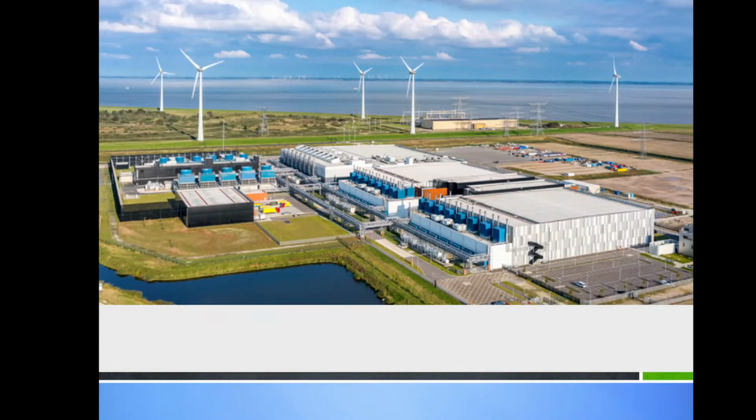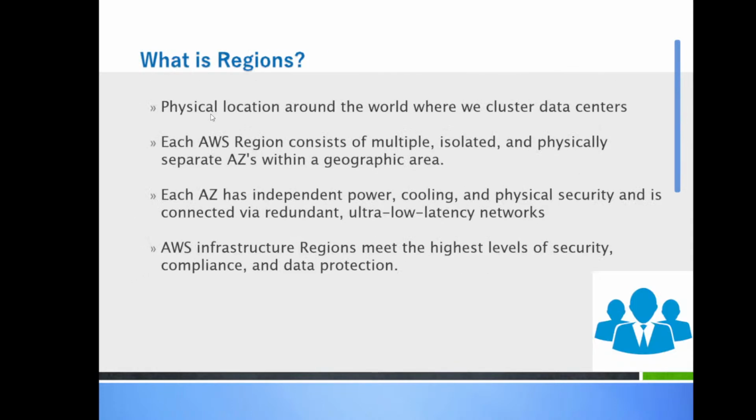Now these racks create a data center. This is one complete data center, or you can say there can be one, two, three data centers. Now a collection of these data centers is called an availability zone, and a collection of availability zones is called a region. So region is basically a cluster of data centers. Each region consists of multiple isolated and physically separated availability zones within a geographical area.